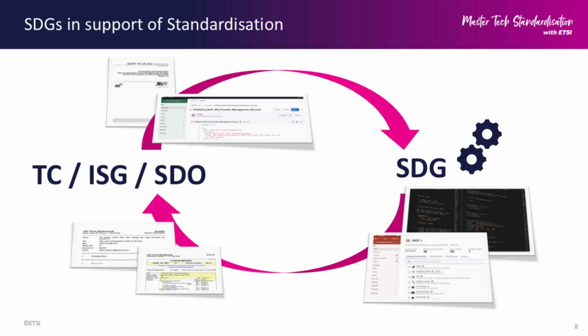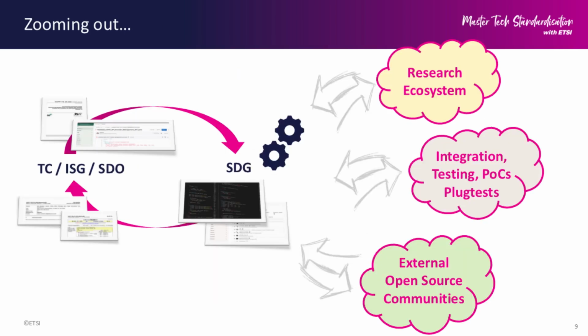Feedback to other SDOs and external open source projects also happens. Those interactions extend beyond pure software development. As we will see, each of the SDGs has a rich research ecosystem with close interactions to the European Horizon Research Programme. These projects can use the SDGs as a channel for leveraging and impacting standardisation work.